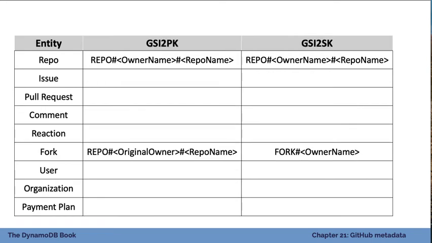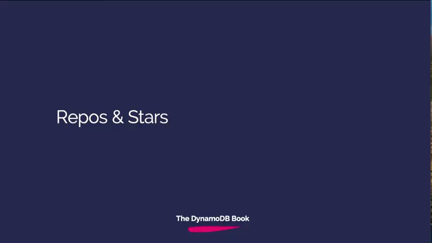If you look at that GSI2 index though, the fork does exist there. So we'll have these patterns here. Again, that repo is just going to have that same pattern it's always had: repo#owner name#repo name. If you look down at that fork though, if a repository happens to be a fork, then that GSI2 PK will be repo#original owner#owner name, and that GSI2 SK will be fork#owner name.